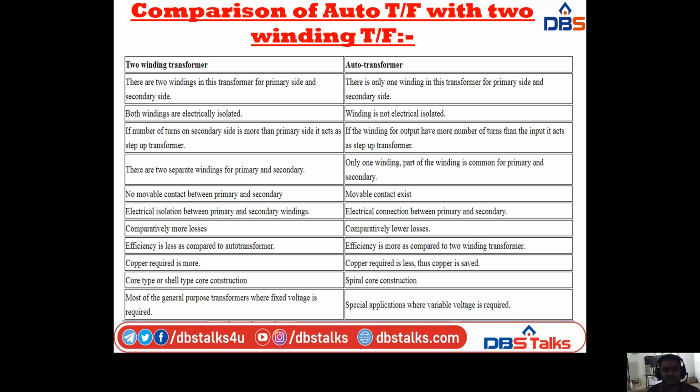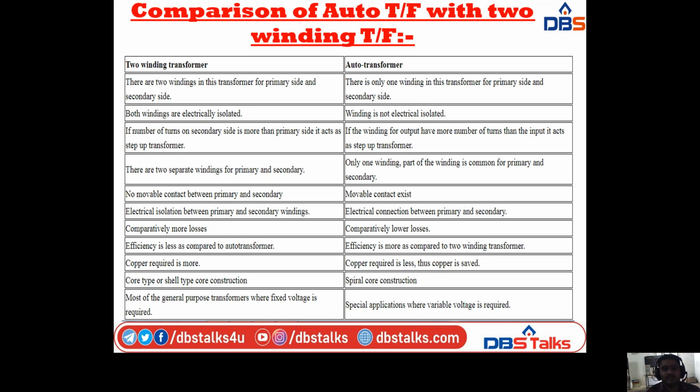In the two winding transformer, there is no movable contact between primary and secondary. But in the auto transformer we have a movable contact. Next, in the two winding transformer, there is electrical isolation between primary and secondary windings, and in the auto transformer we don't have electrical isolation between primary and secondary.